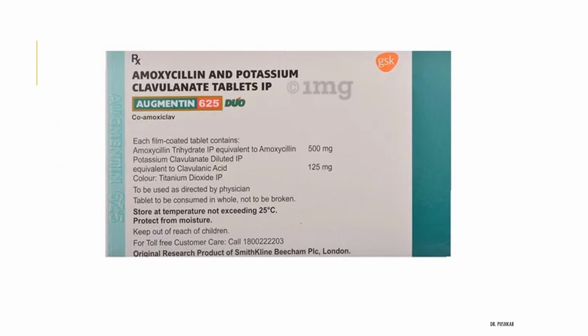Let's see an example. What is this? We may have come to know this. This is Augmentin 625 Duo. This is a very commonly used antibiotic. It consists of amoxicillin, one very important beta-lactam antibiotic, one very important penicillin, and it is combined with clavulanate. What is this? We will see that.